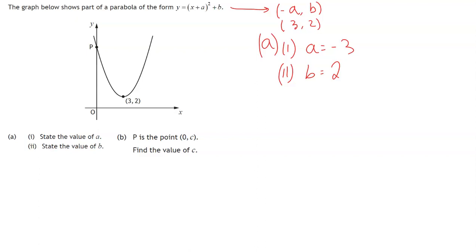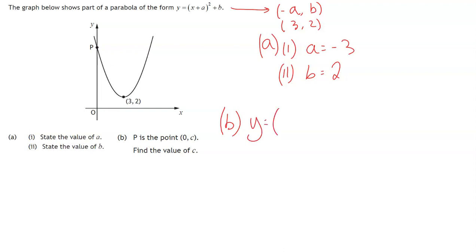Then part B wants me to say if P is the point (0, c), I want to find the value of c. So what this is telling me is when x is 0 and y is c, what is the value of c? Now, the original equation, if you look at it, is still written in terms of y, x, a, and b. But given that we know the values for a and b, what we're able to do is rewrite this equation with these new values in, and then use the point in order to be able to figure out c.